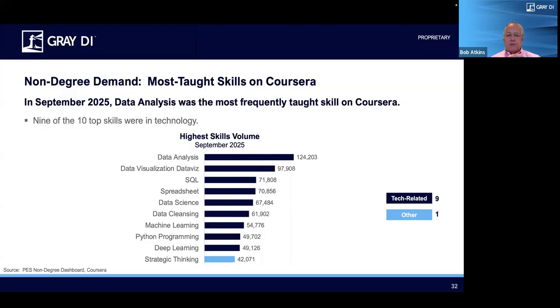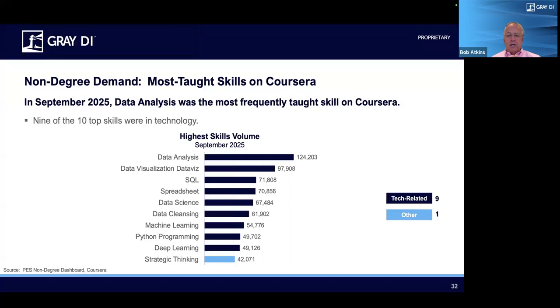Then we get to some more traditional tech stuff, SQL, structured query language, at 71,000, spreadsheets, 70,000, data science and data cleansing and machine learning and Python. Well, I wouldn't put Python in, but I'd put those 3 together, data science, cleansing, and machine learning. That's all of your AI stuff associated with predictive modeling. So you're looking at almost 200,000 people who engaged in one type of that learning or another to develop those skills. So huge amount of interest in those skills.